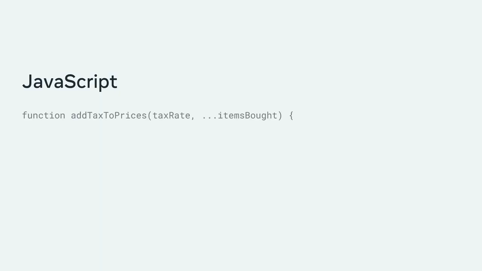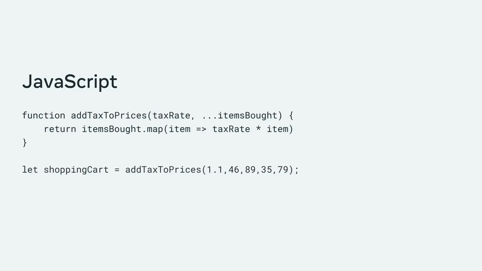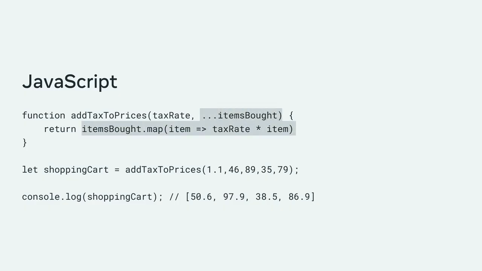The rest operator is also useful in functions too. In fact, I can use a rest parameter to quickly multiply values. I create a function to add the tax rate to prices. I name it addTaxToPrices and give it two parameters, the tax rate and the rest operator with the items bought. The function returns each item with the tax rate. In the addTaxToPrices parameters, the rest parameter gives me an array, so I can use array methods on items bought using the map method.